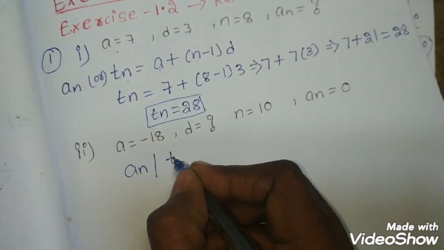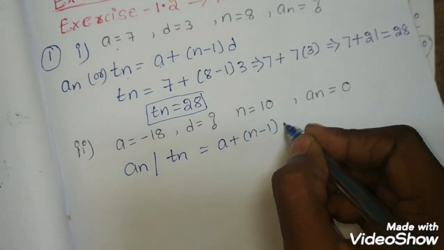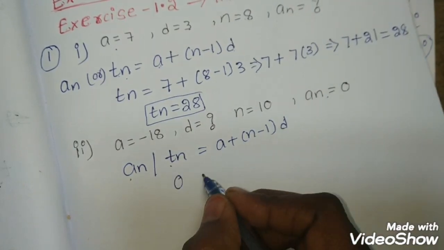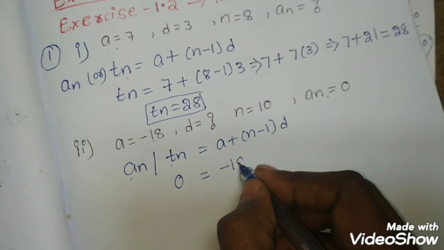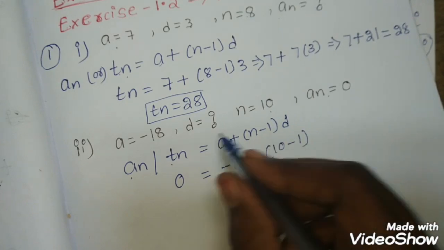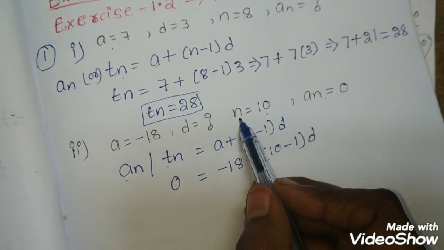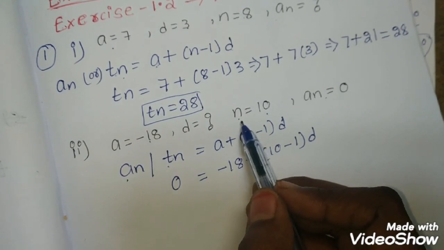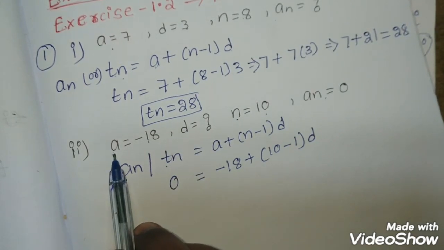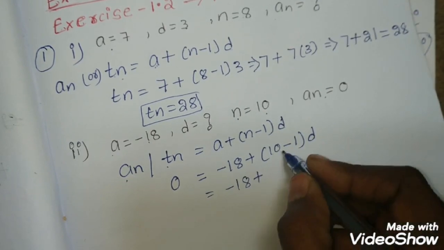An or Tn is equal to a plus n minus 1 into d. What is Tn or an? That is 0 is equal to a means minus 18 plus n means 10 minus 1 into d. We need to find the common difference. Already they given n. N means number of terms. D means common difference. What is A? A is the first term. So let's start. Minus 18 plus 10 minus 1.